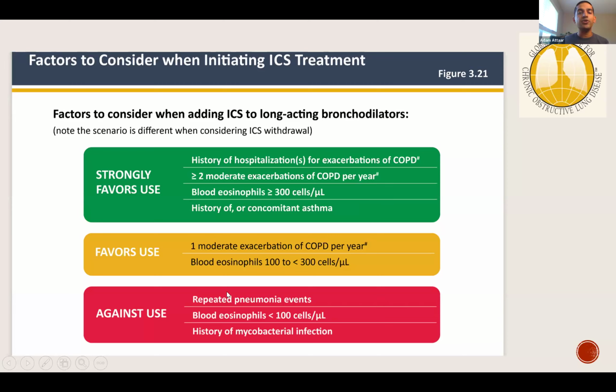Which patients should you think about avoiding use in? These would be the patients who've had repeated pneumonias or have a low blood eosinophil count, and those who have chronic mycobacterial infection.